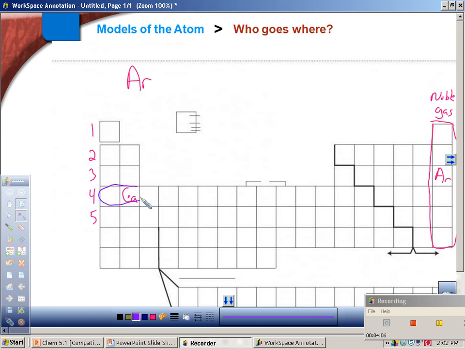Well, we said this here is an s orbital. He's in the 4th level, s orbital, and we're filling in 2 boxes. So 4th level, s orbital, 2 boxes. Alright, that's the electron configuration for calcium.